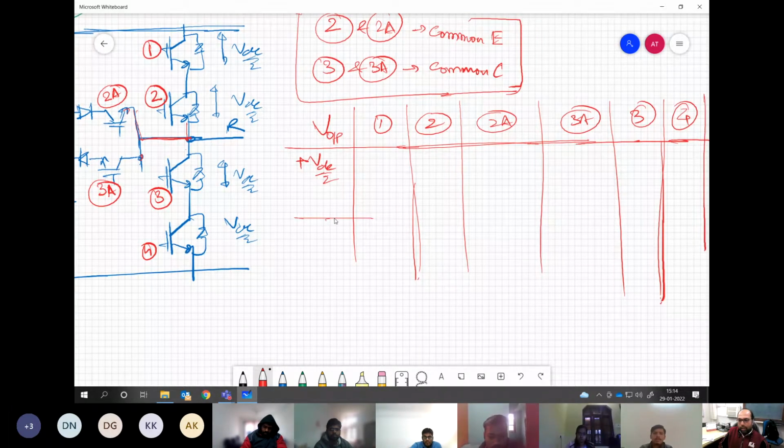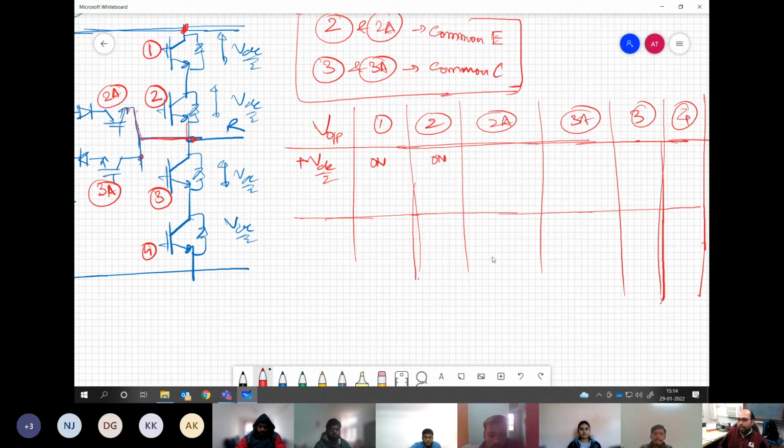So if we want to have plus VDC by 2 voltage, we must have 1 and 2 on. There is no doubt in that. The R must connect to this positive DC bus voltage, which is why these must be on. What about the other devices? Certainly we are connecting 1 and 2, so 3 and 4 must be off. Correct, there is no doubt in that. Otherwise you will short the entire DC bus.